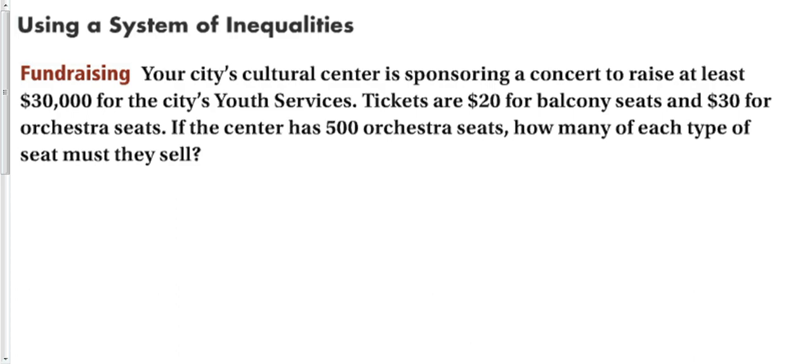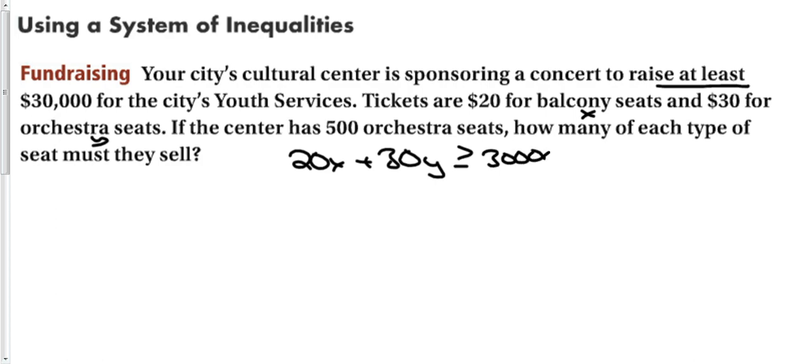Okay, so let's figure this out. Let's call balcony seats X and orchestra seats Y. So let's look at the money first. That would be 20X and 30Y, and that's how much money I'm going to be raising for this concert. Now my goal is to raise at least $30,000. That means what I want to raise should be bigger than that. There's my first equation.